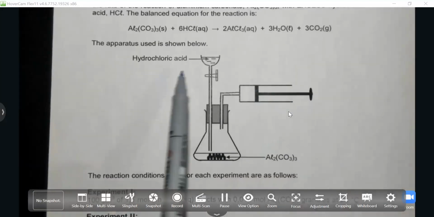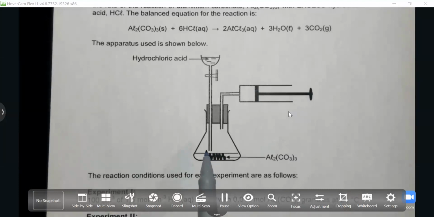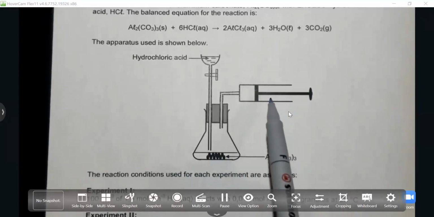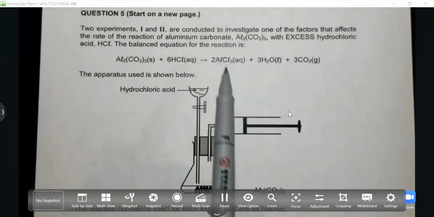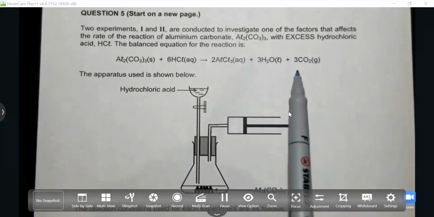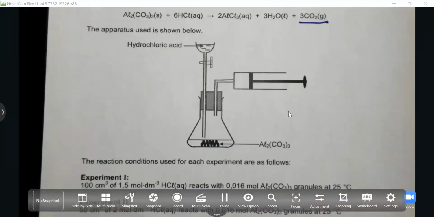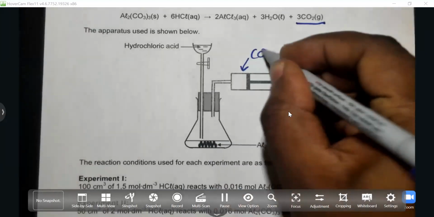Okay, so we have hydrochloric acid that is poured into a flask. This flask contains solid aluminium carbonate. And we can already see that it's got some hydrochloric acid in it. We also have a syringe, okay? Because the syringe is not going right down to our solution, we assume that the syringe is collecting any gaseous substances that are formed. And if we look at our balanced equation, we can see that the only gaseous substance that is formed is CO2. So this syringe here is collecting CO2.